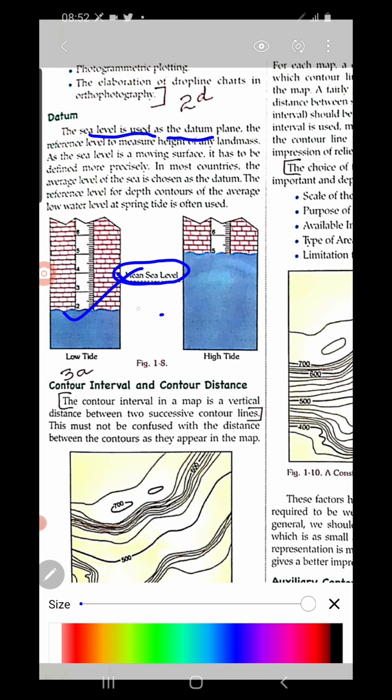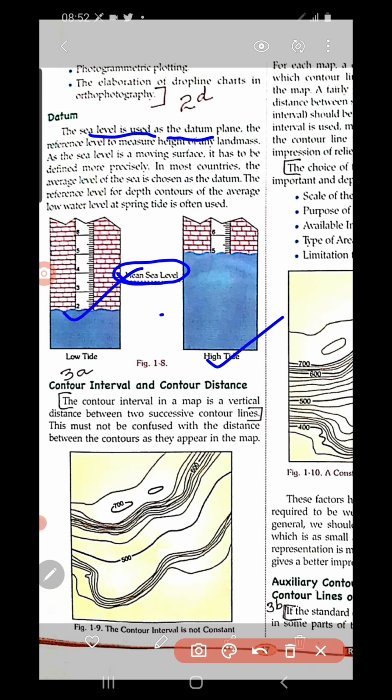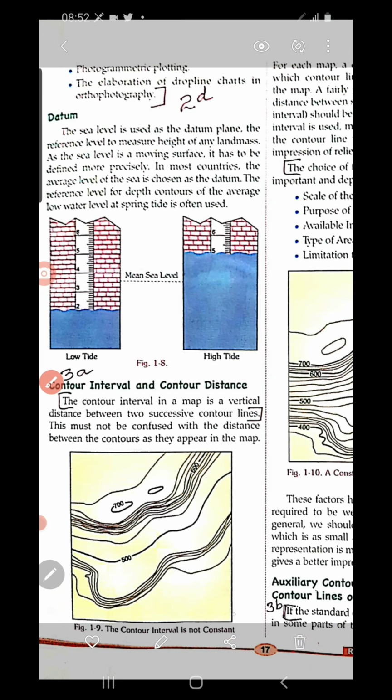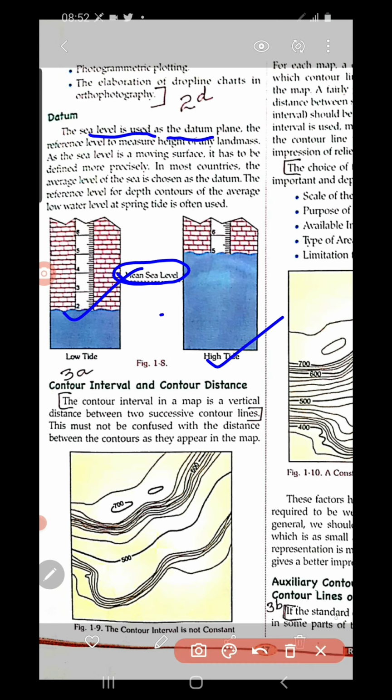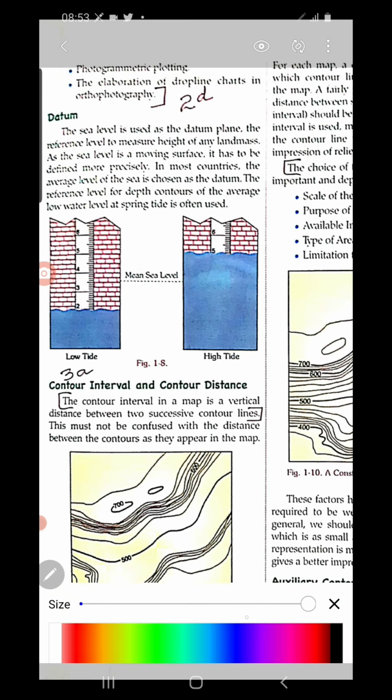That is how mean sea level is calculated: between the level of the water at low tide and high tide. Clear? Now we are moving on to the contour interval and contour distance. What is contour interval? Contour interval is the vertical distance between two contours.